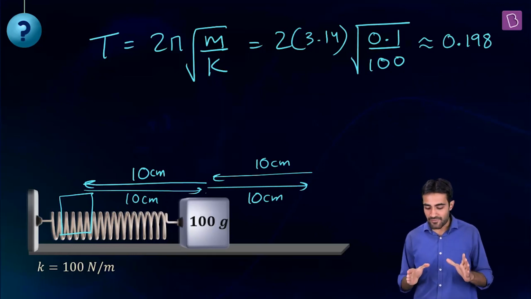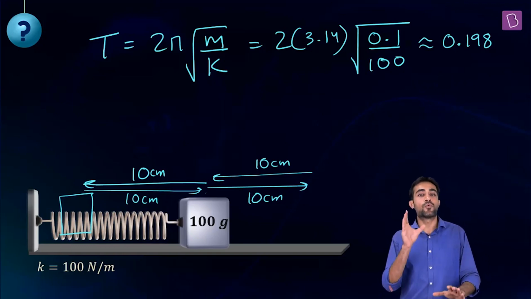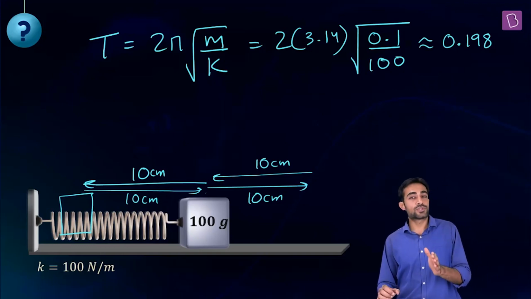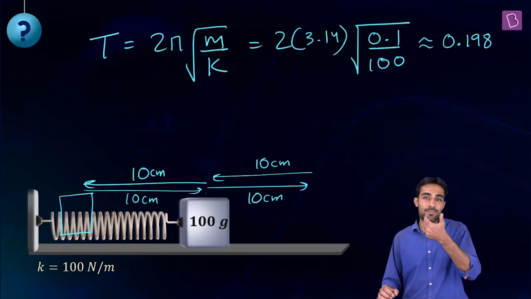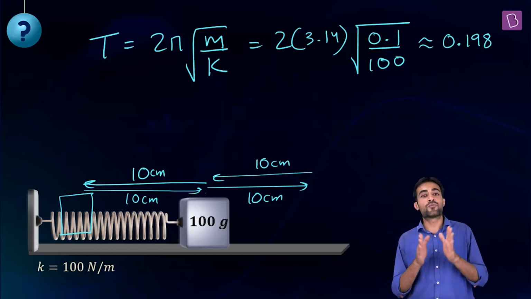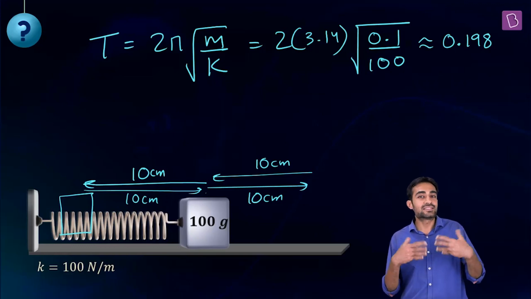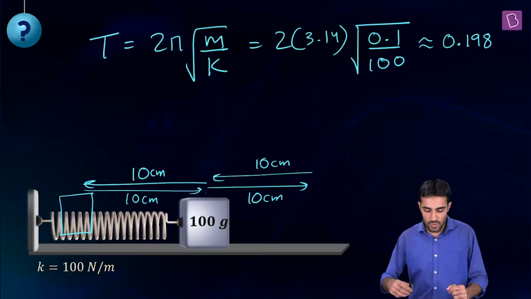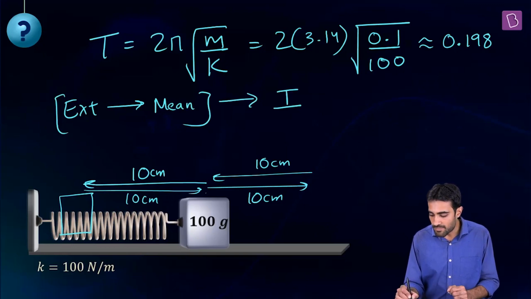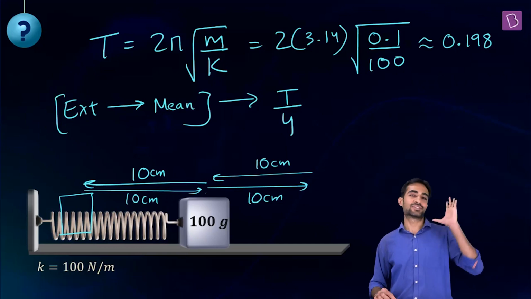Now you can see we can divide this simple harmonic motion into 4 equal segments. That is, from extreme position to the mean position, from the mean position back again to the extreme position, from extreme position back again to the mean position, and from the mean position back again to the extreme position. So these are the 4 equal segments, and the time taken in these segments would be equal. So from extreme to mean, time taken would be T by 4.